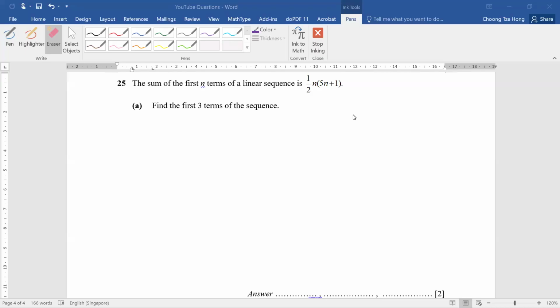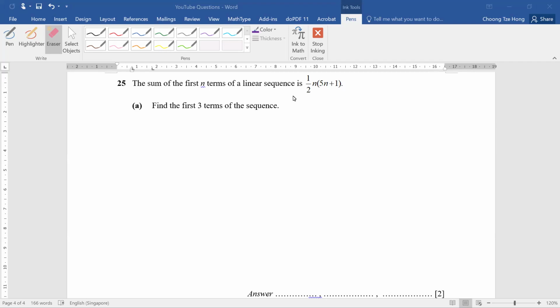Hi students, in this video I'll be going through the 2023 O-Level Mathematics Paper 1 question 25. This is a question regarding number sequence. Let's read the question. The sum of the first n terms of a linear sequence is half n times 5n plus 1. Find the first three terms of the sequence.